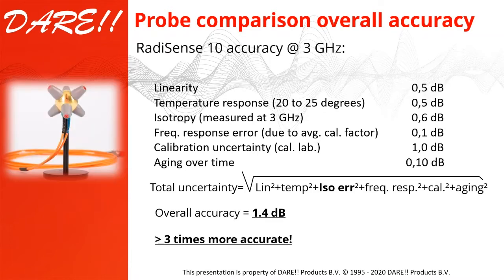If you now compare this with our own RadiSense 10, you will see linearity half a dB, frequency response half a dB or 0.1 dB. Isotropy is 0.6 dB. So here you will see that the total sum of this number is much lower. It comes out on a total accuracy of 1.4 dB, which is more than 3 times more accurate. So that's the conclusion, that the isotropy is really an important parameter to take into consideration when you want to achieve accurate field strength measurements.